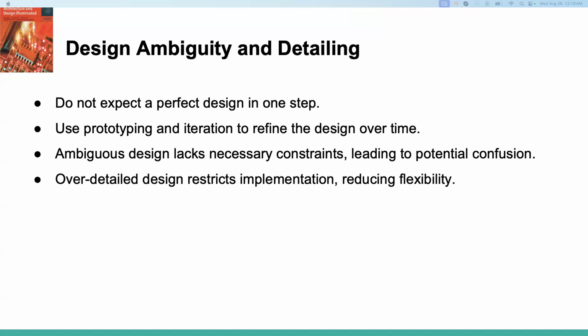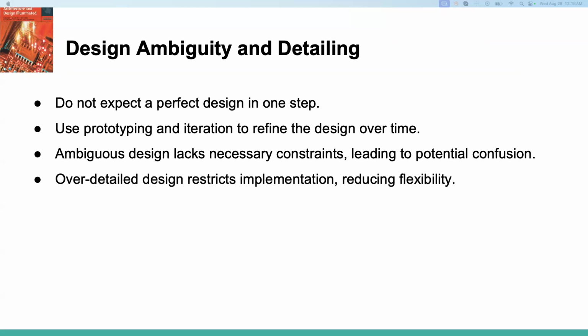Design ambiguity and detailing. Remember, designing software isn't about getting it perfect in one go. Think of it more like sculpting a masterpiece over time. Don't expect a perfect design in one step. Instead, use prototyping and iteration to refine and improve the design gradually. Each version will get you closer to your ideal solution.